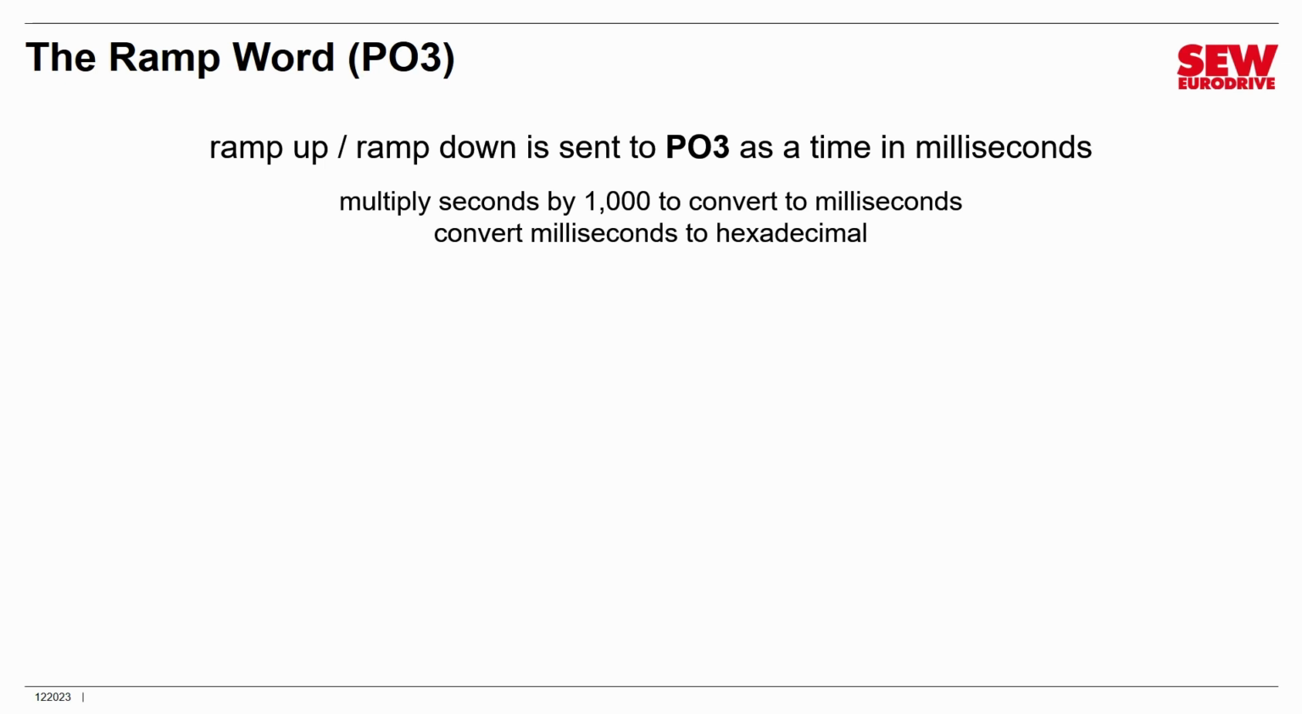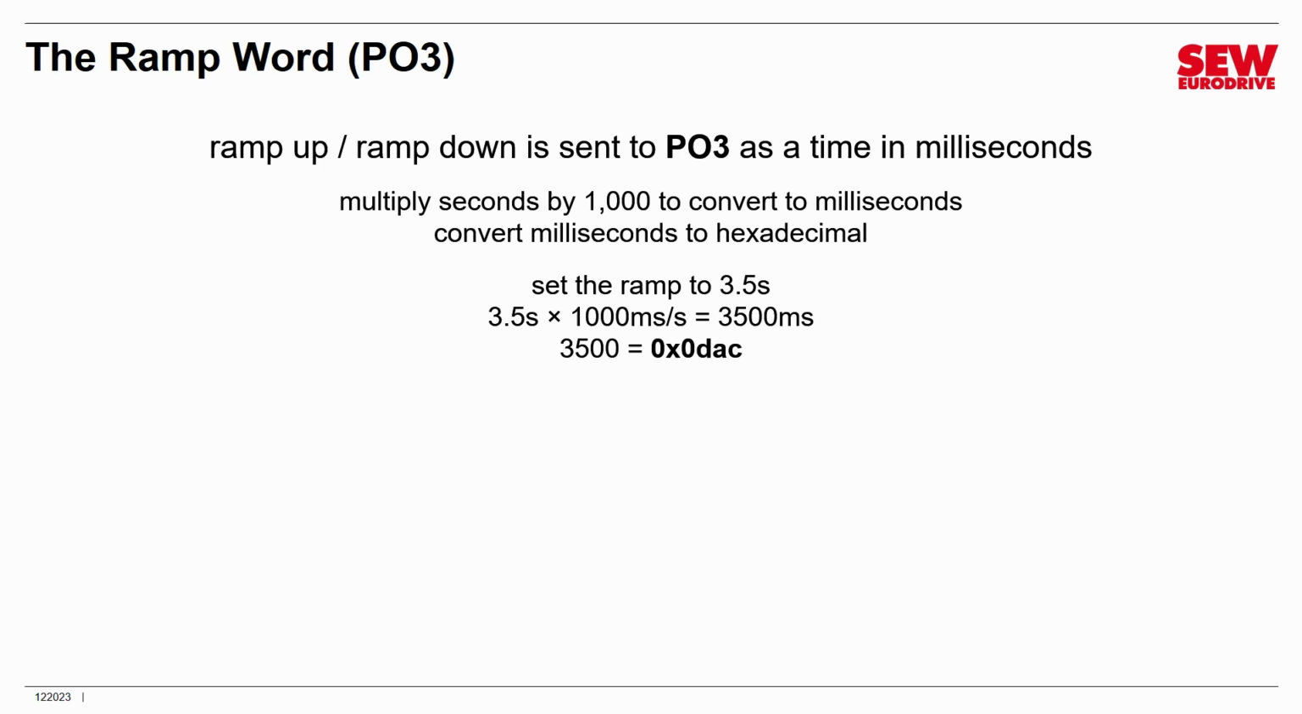Here's an example. Say we want a 3.5 second ramp. We just multiply 3.5 seconds times 1,000 milliseconds per second. That gives us 3,500 milliseconds. We convert it to hexadecimal with the Windows calculator. It is 0DAC in hexadecimal. Send that in process output word 3, and you should have a 3.5 second ramp. That one was pretty easy.